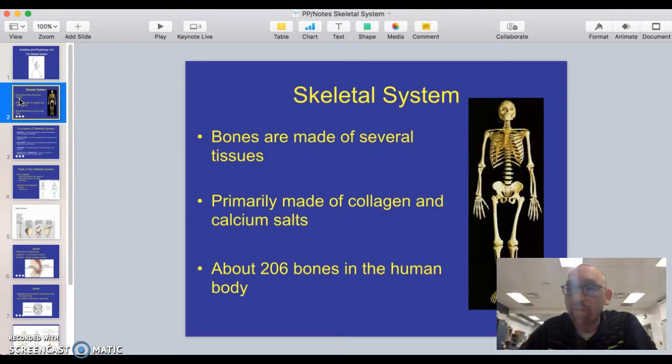Bones are made of several tissues. They're primarily made of collagen and calcium. So your bones are hard because they're essentially made of cells that fill with this calcium, which hardens, kind of like in earth science when you learned about different minerals filling in and then hardening as the water evaporated. It's kind of similar to that. So they're very hard and dense. You have about 206 bones in the human body.